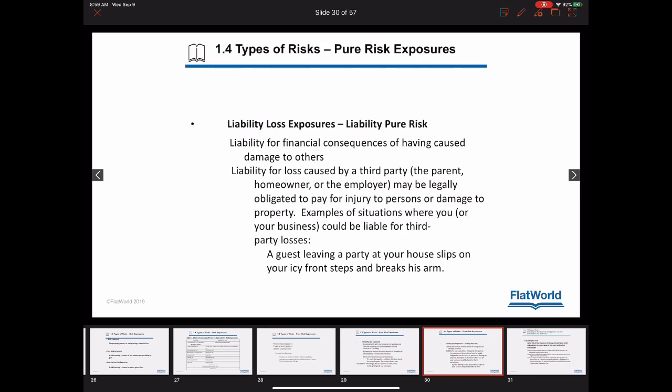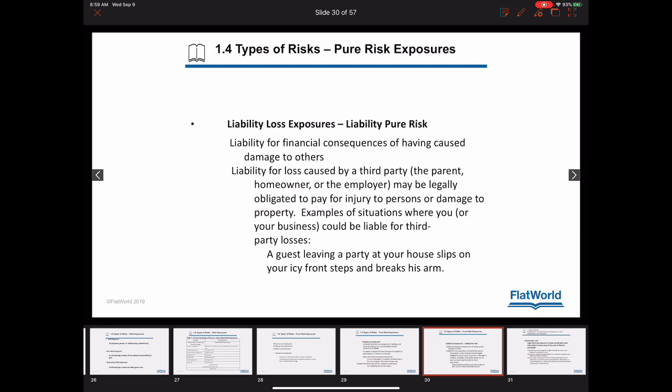And then finally, liability loss exposures. I think this is one of the biggest risks of all, right behind premature death or disability. It's in the event that you do have an accident that you are responsible for, and you end up having to pay the damages because maybe it exceeds your liability limits on your auto if it was an auto accident.